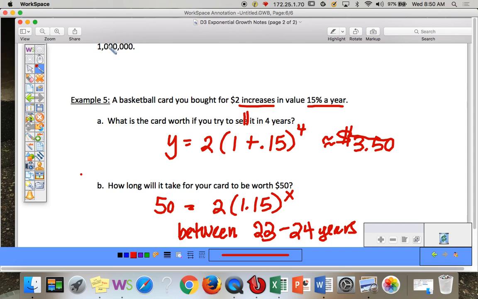Okay, so you're going to try setting these equations up. You have to know the first number is the starting value, that it increases. You change your percent to a decimal and add 1, and then we have time. You have to use guess and check to solve for some problems. Some problems you can just plug in.